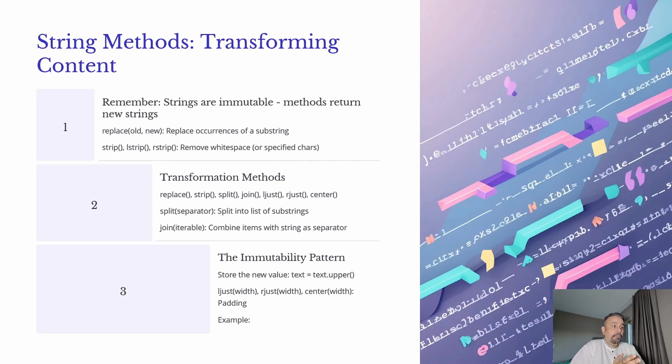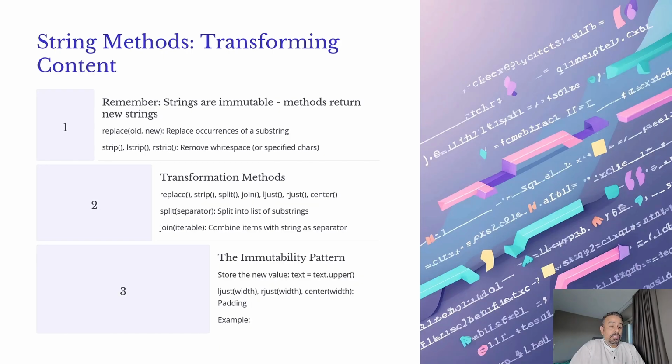Then you can use the split method, which breaks a string into a list based on a separator, which is great for tokenizing text or parsing CSV files. Then you can use the join method, which combines a list of strings into one using the chosen separator that you want. This is the recommended way to build strings from parts. Now if I use ljust, rjust, and center, it formats the string by aligning and padding it to a specified width.